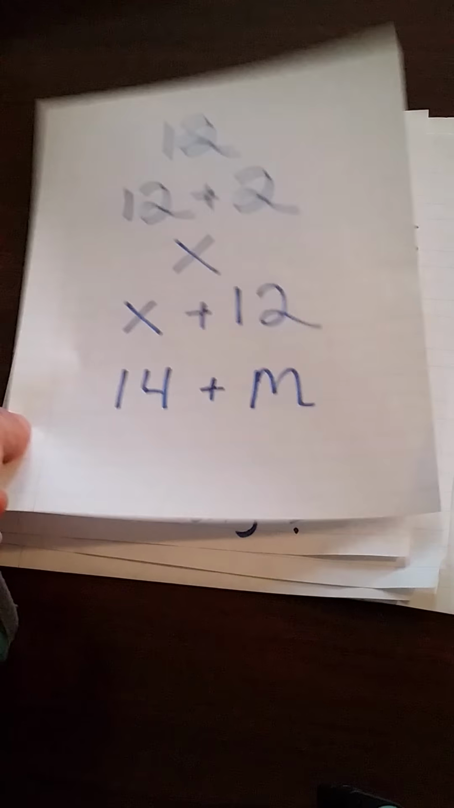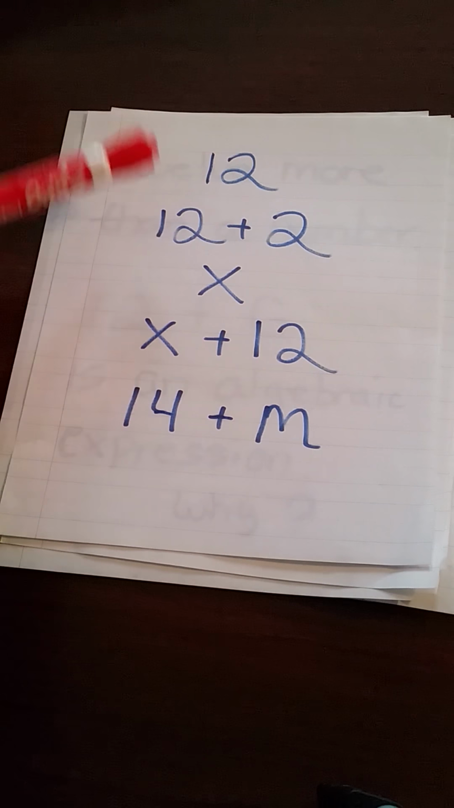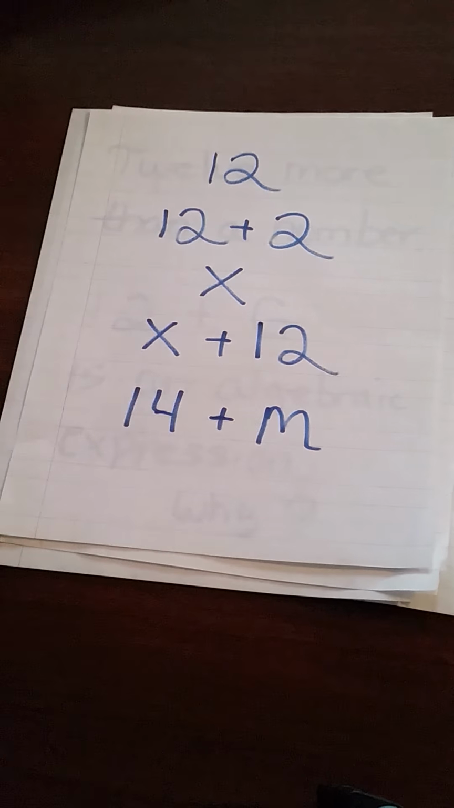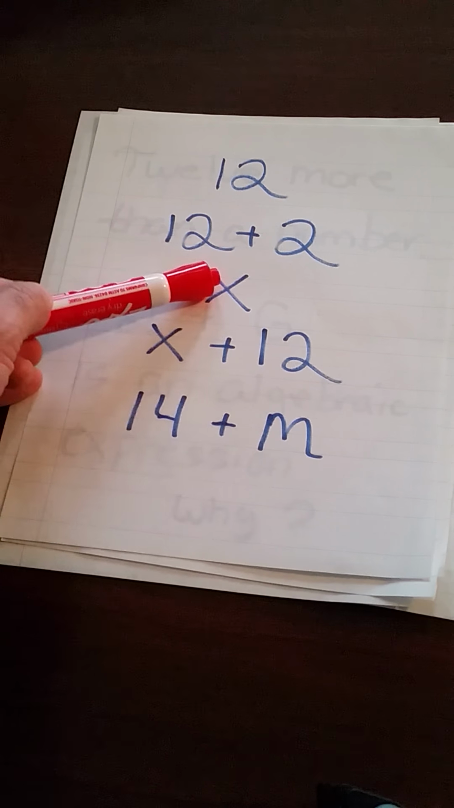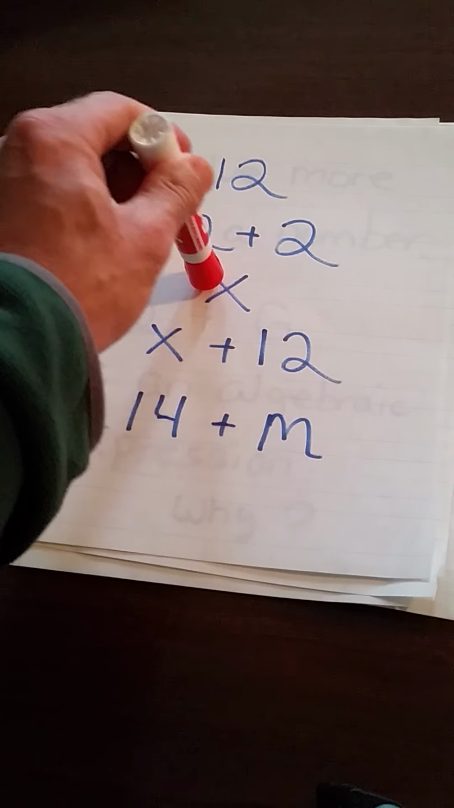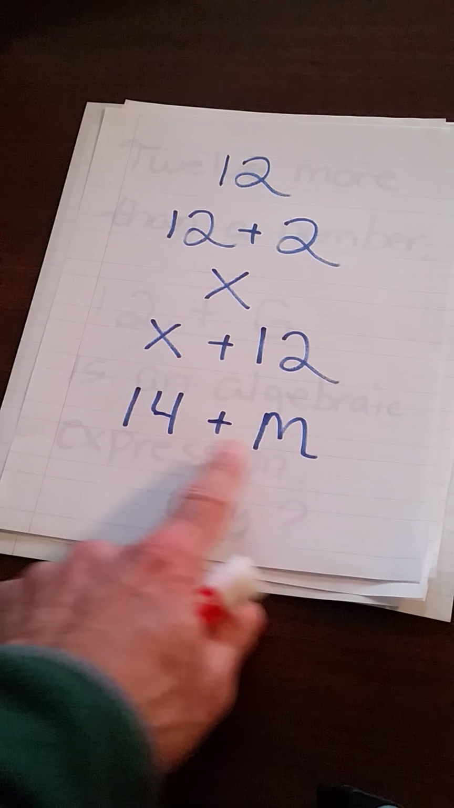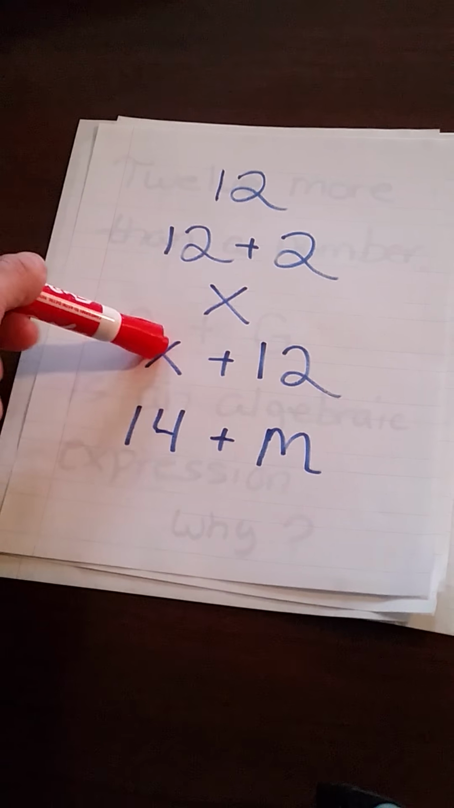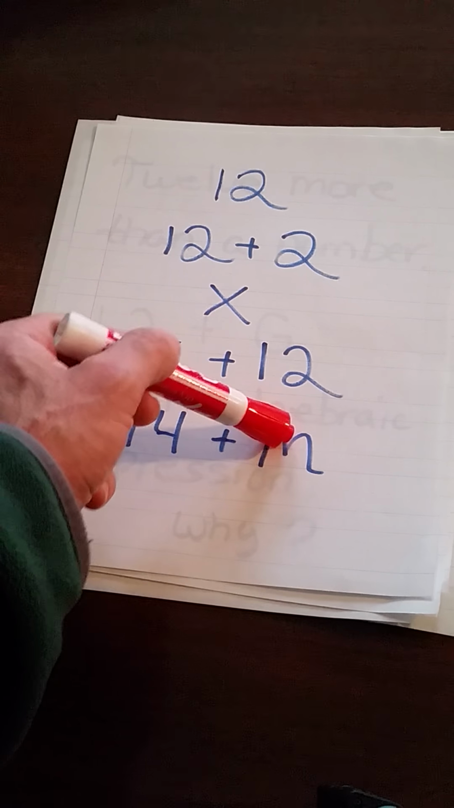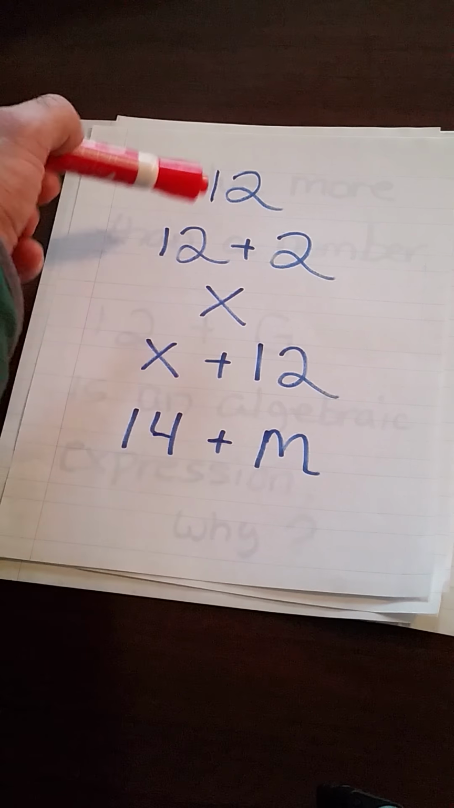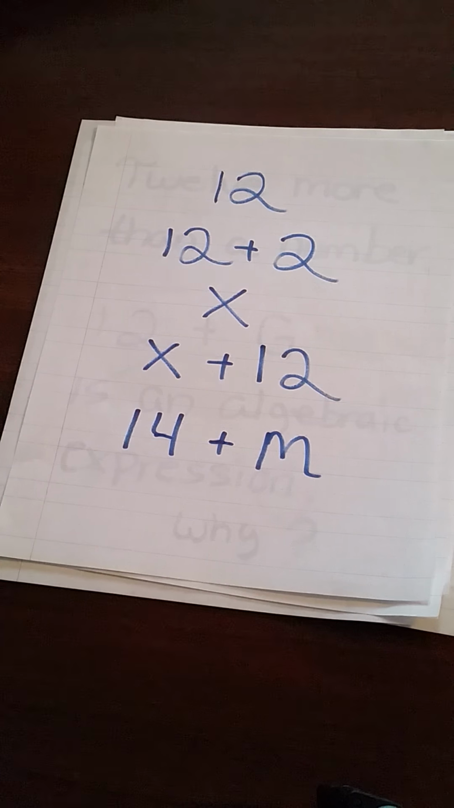So 12 is one term, 12 plus 2 is two terms, and they're numerical. X is one term, and that's a variable. X plus 12, two terms. 14 plus m, two terms. X plus 12 and 14 plus m are algebraic. 12 plus 2, numerical.